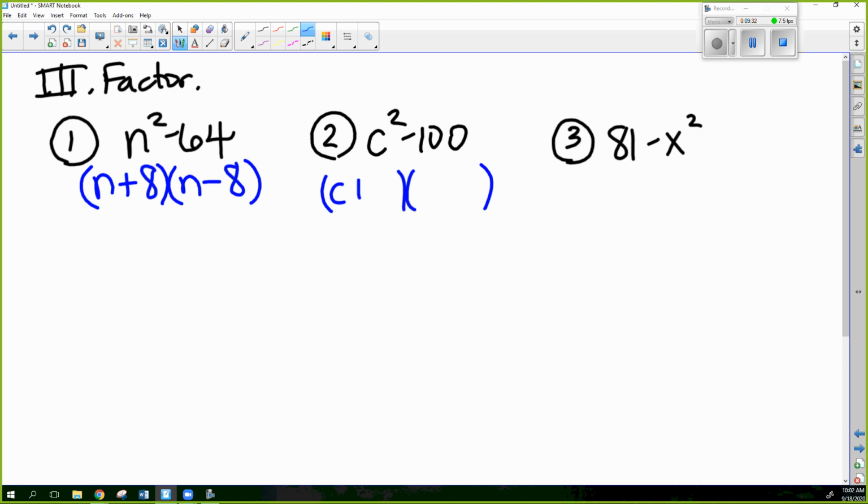C minus 10, and doesn't matter which one you put first, and C plus 10. Good. All right, now, number 3 was sort of backwards, but with the difference of squares, you never change the order. Please do not change the order, okay? Because if you did, it wouldn't be a difference of squares anymore. All right, so the 81 is in front. So what's going to go in the front of each? 9. The x squared is in the back, so my x's are going to go in the back. Okay, that's the only difference there. Do not change the order.